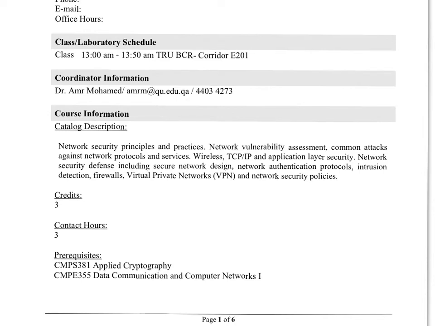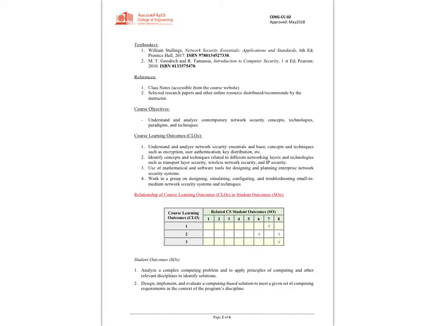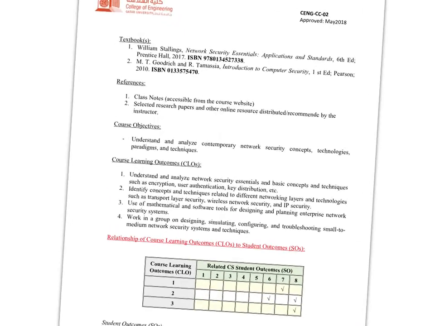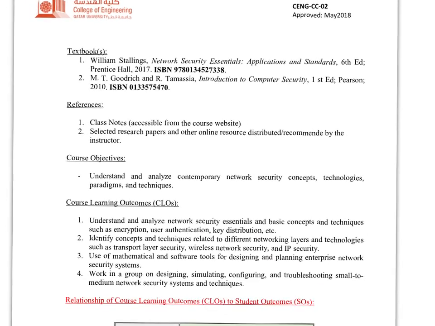So the course prerequisites are applied cryptography and network 1, of course. So we assume that you have some background about these courses before coming to this course. So this is the textbook. It's not available at this point at the library, but I assume that you can get a PDF or something like this. So usually we cover the 6th edition of the book. This book is by William Stallings. This book is for both applied cryptography and security services or network security.